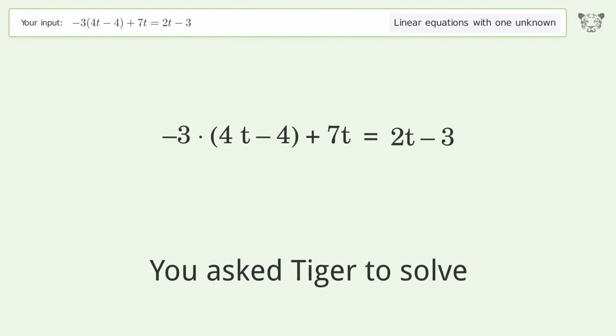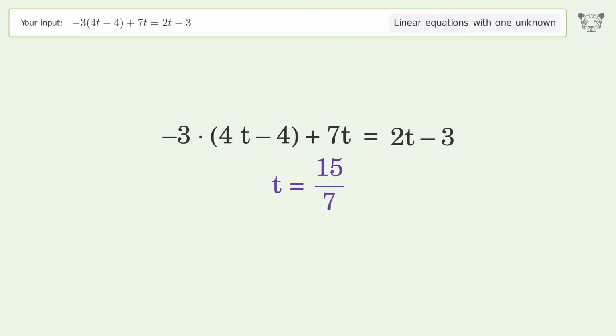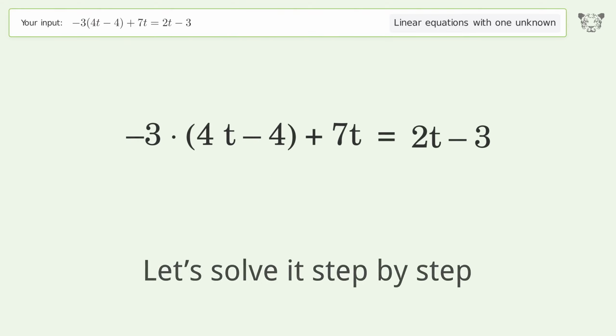You ask Tiger to solve. This deals with linear equations with one unknown. The final result is t equals 15/7. Let's solve it step by step.